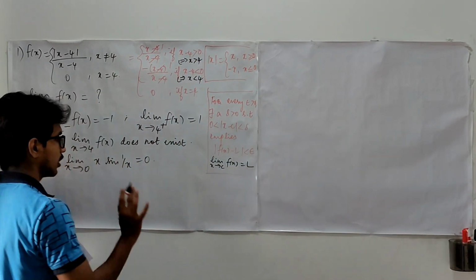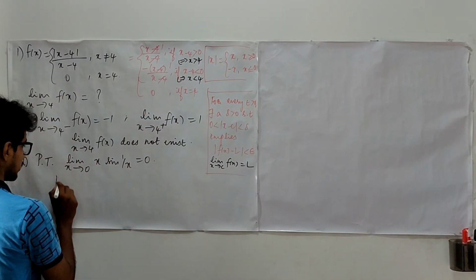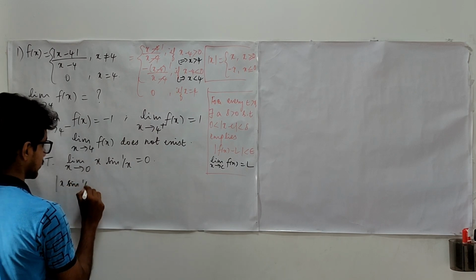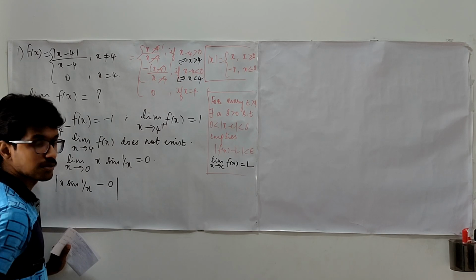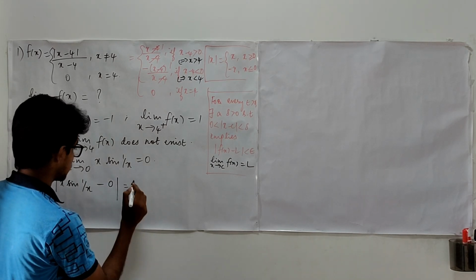First of all, let us calculate what this is. f of x minus L. Here the L value is also 0. And this is simply what?